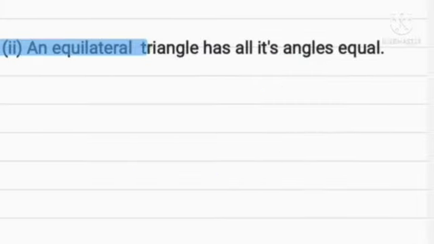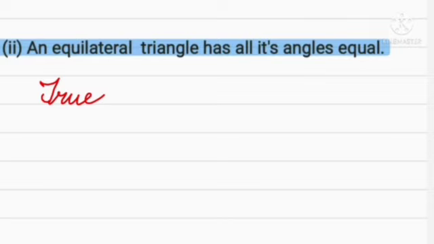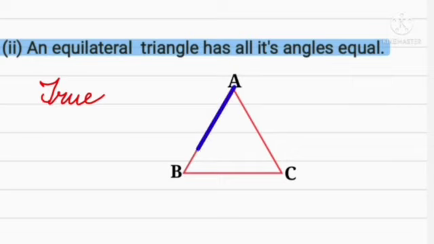Second one, an equilateral triangle has all its angles equal. Yes, this is right. In an equilateral triangle, all the sides are equal, as well as all 3 angles are also equal. So each angle is equal to 60 degrees.